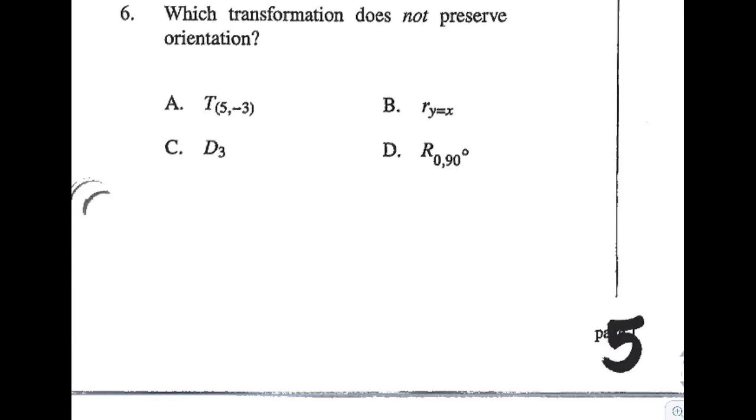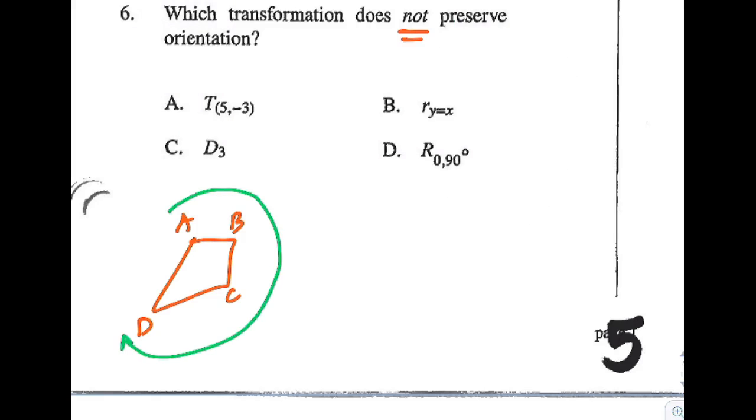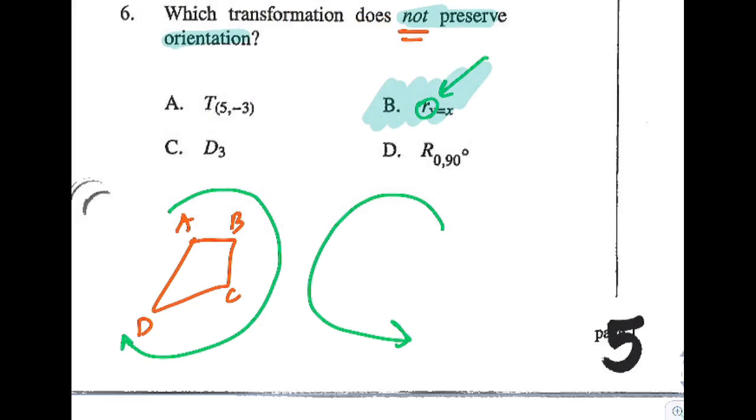Number 6, which does not preserve orientation. Now remember, orientation is when you name a shape around in a circular fashion. So A, B, C, D. That's orientation. When you reflect something, the orientation changes and goes the other way. So reflections do not preserve orientation.